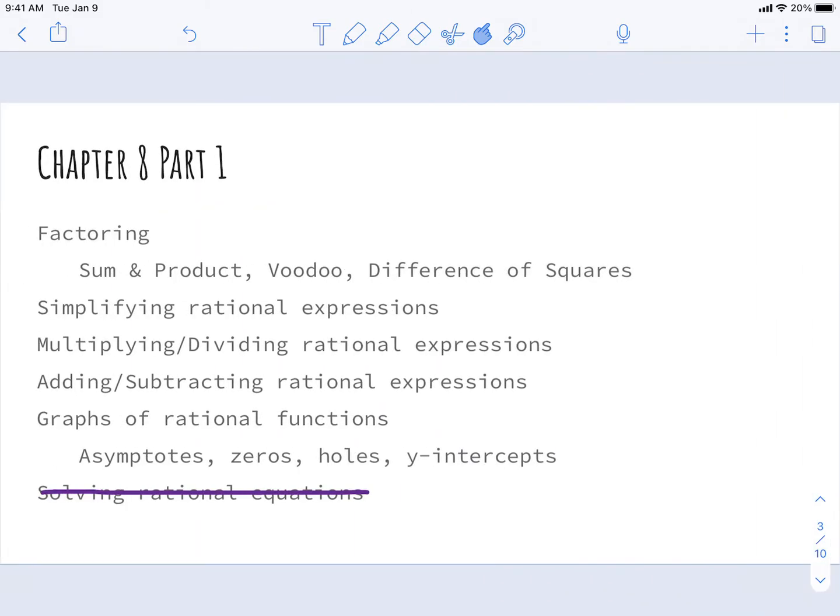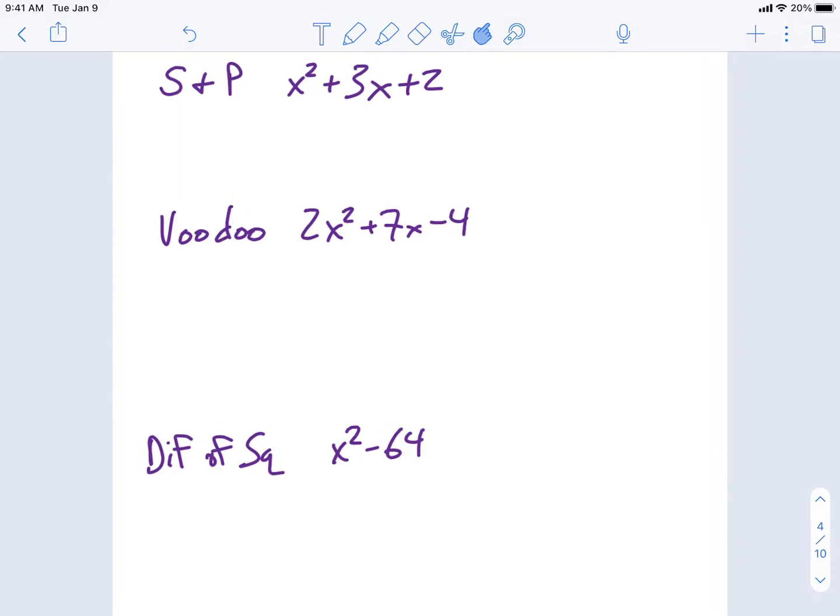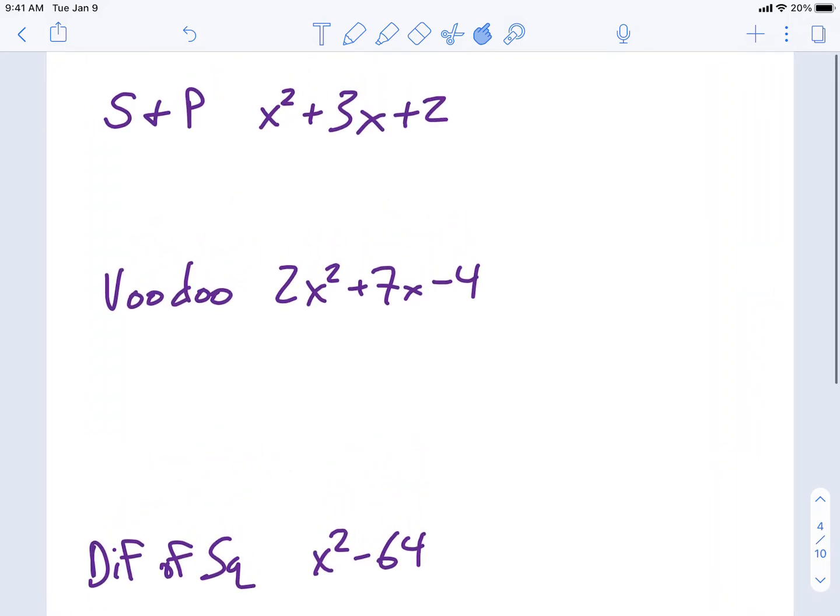So our Chapter 8 Part 1, what we did was factoring. This could include sum and product, voodoo, difference of squares, also simplifying rational expressions, multiplying, dividing rational expressions, adding, subtracting, and then graphs. And I think we're going to keep solving rational equations off of this one to make it a little bit simpler, so you don't have to worry about those. So just a quick example of kind of all of those topics.